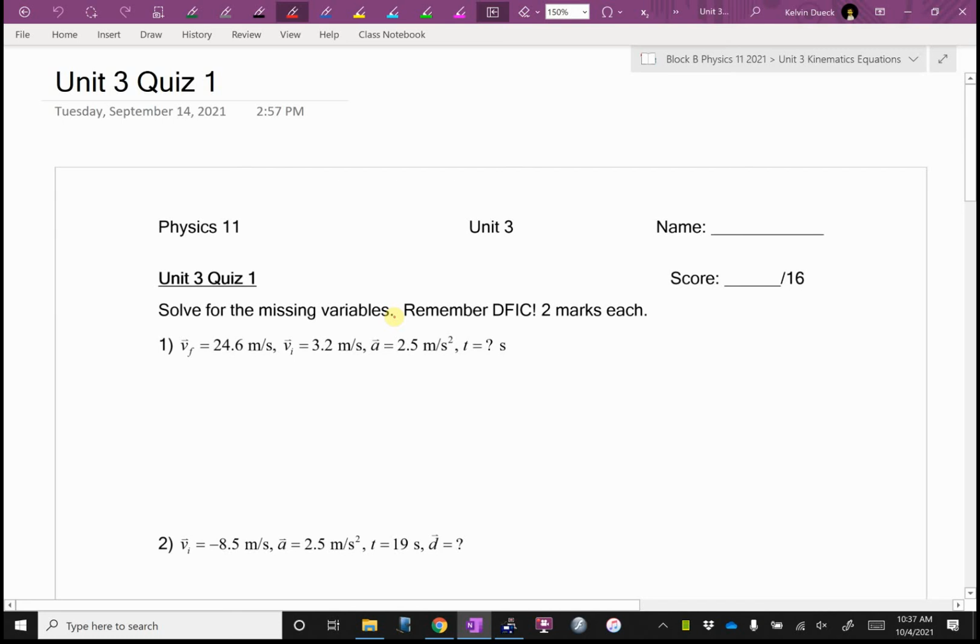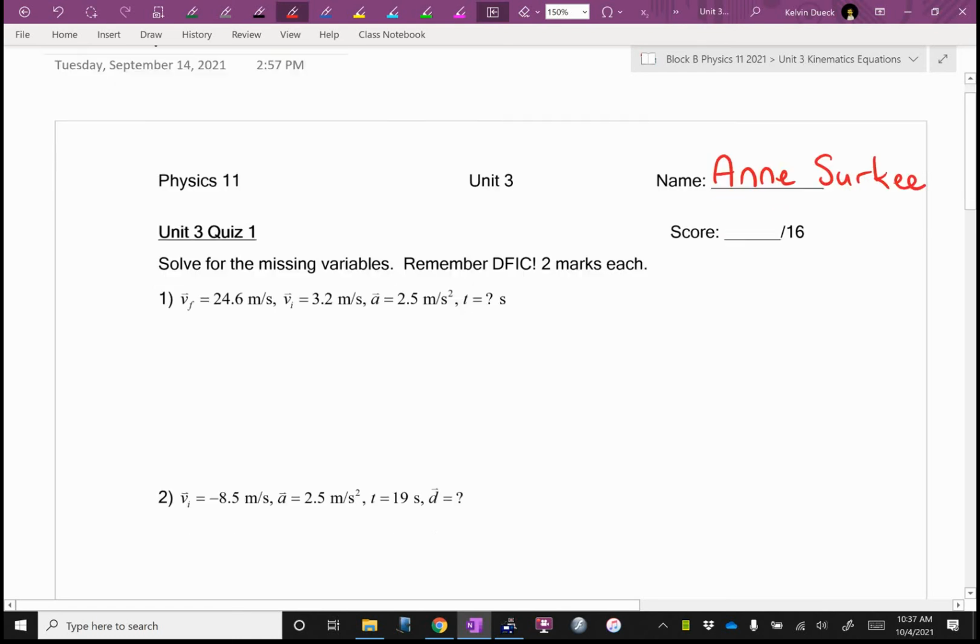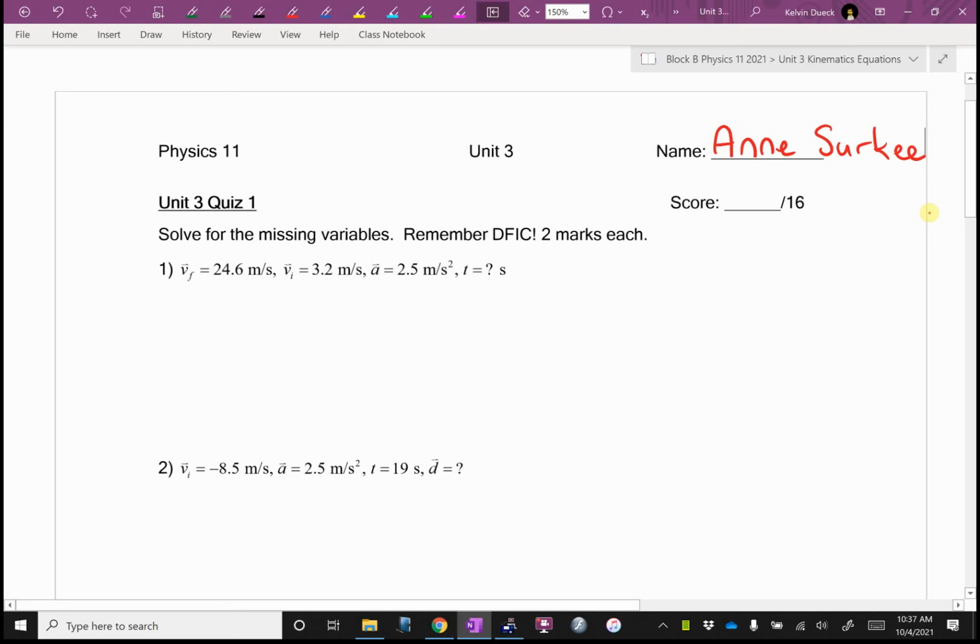So mark your own. Who's my favorite student? Sadly, it's none of you. It's good old Ann Serkey. She gets perfect. So solve for the missing variables. Remember DFIC, 2 marks each.